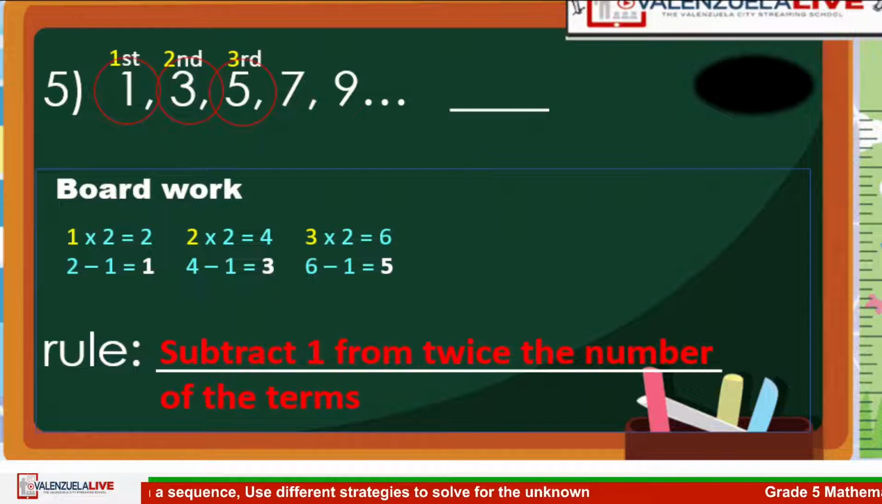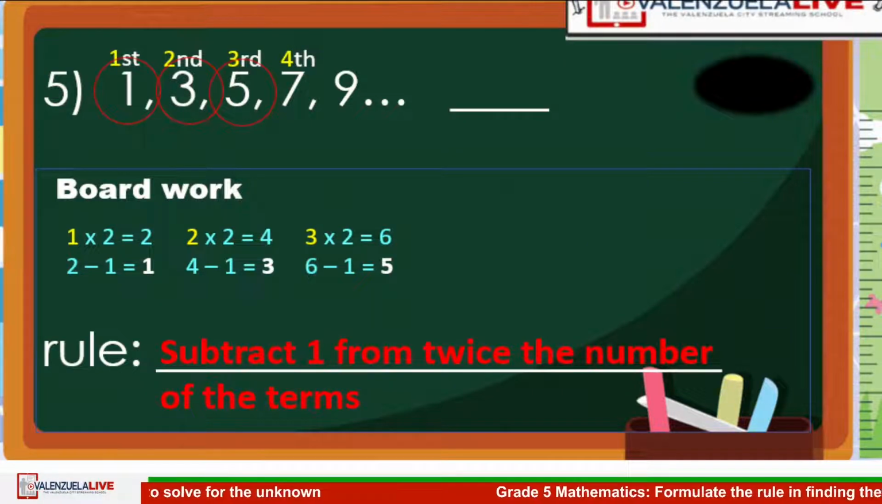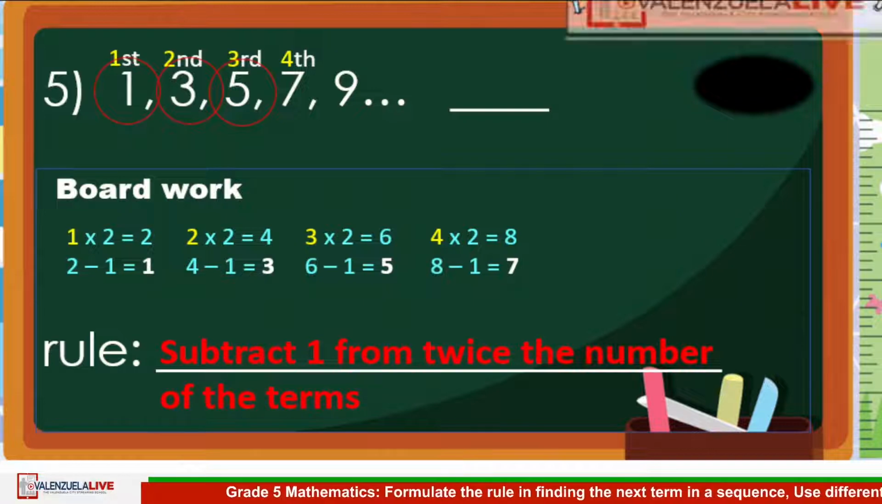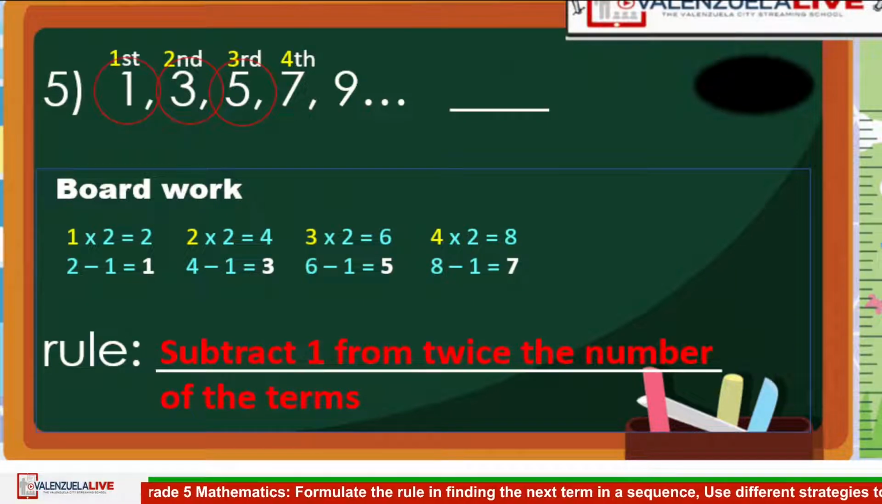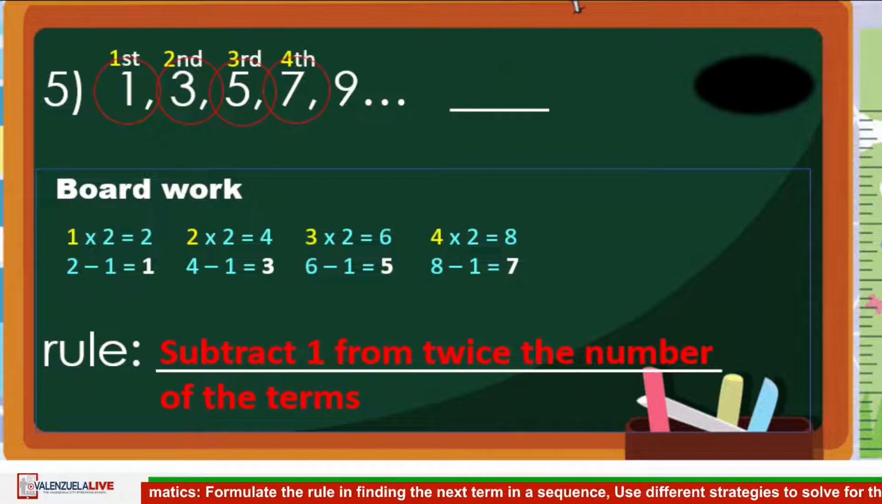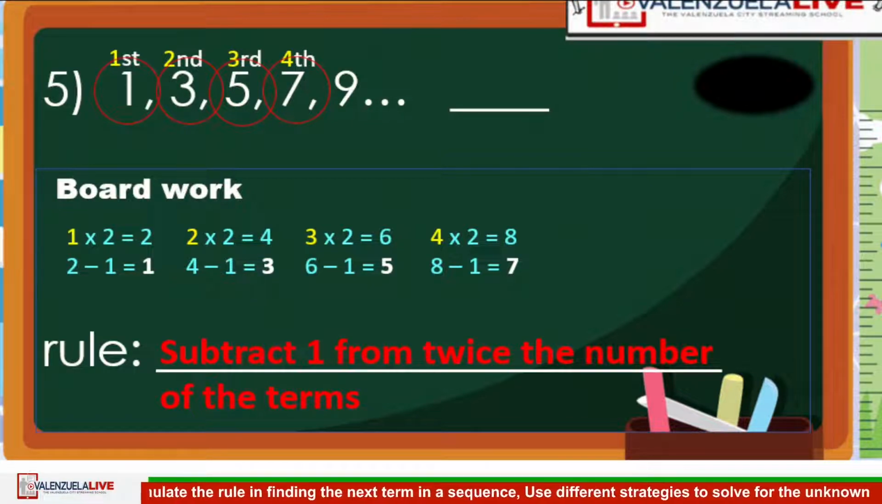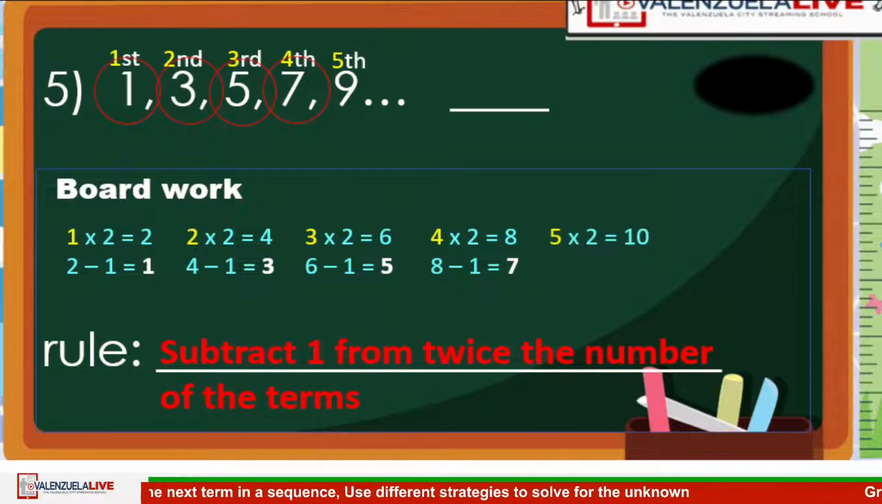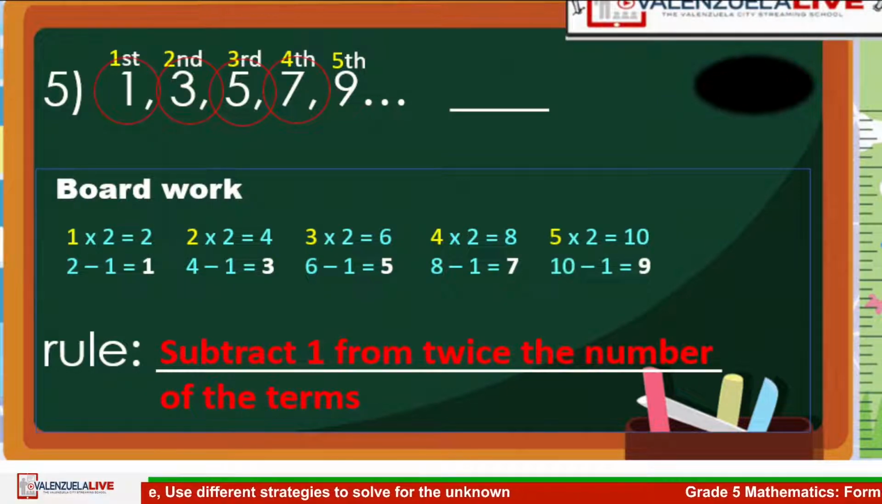And now, for the fourth term, again following the rule, you have to multiply using the number 4. Multiply it by 2, that gives 8. And do not forget the next step, we have to subtract: 8 minus 1 gives you 7. That is our fourth term. Now, to get the fifth term, we have to use 5. Multiply it by 2, that gives you 10. Then 10 minus 1 gives you 9. So 9 is our fifth term.